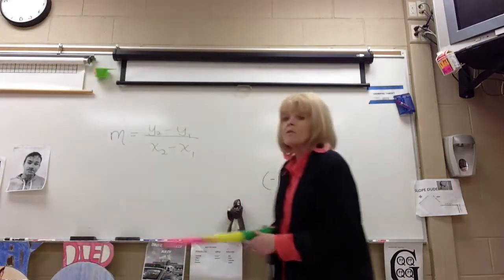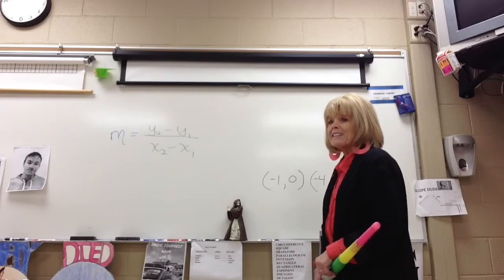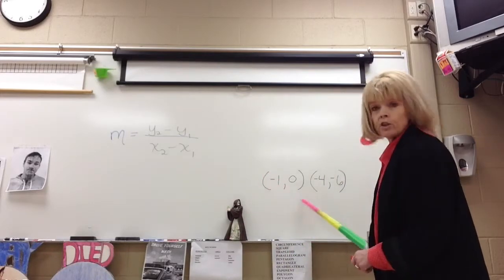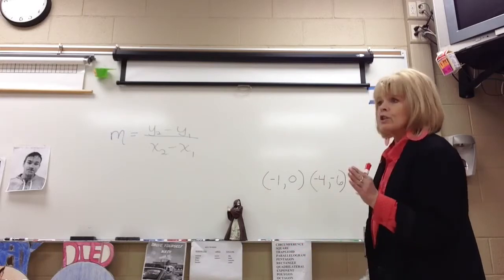Show you how to find the slope of a line. The problem will say, find the slope of a line passing through the coordinate points, and it'll give you two pairs of coordinates. And to do this, you have to know the formula.